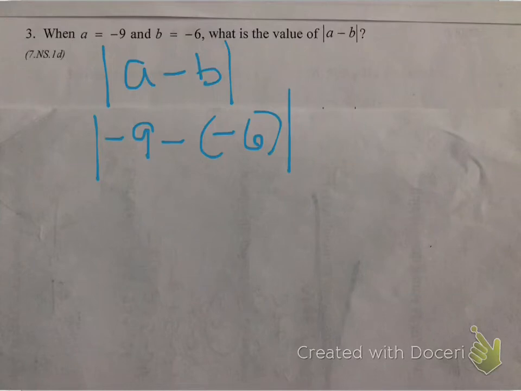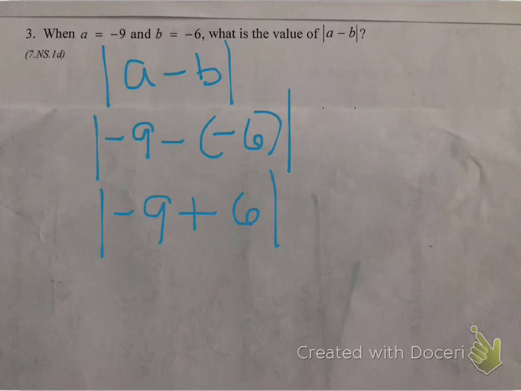Okay, I have that double negative there, so I'm going to add the inverse. Keep that -9, change my subtraction to addition, change my -6 to a +6. You're going to add the inverse operation. So we have -9 plus 6.